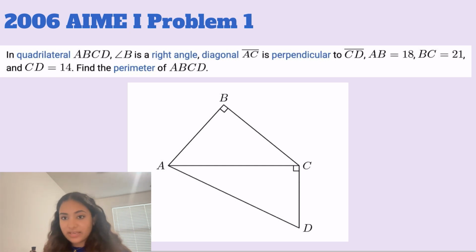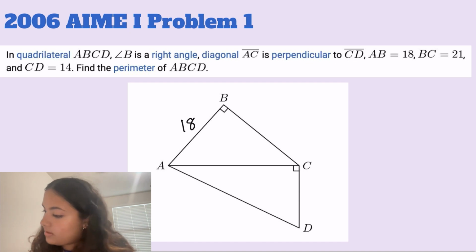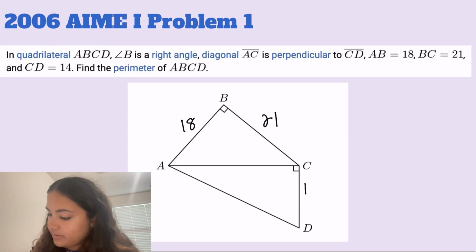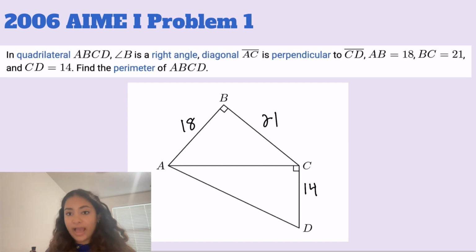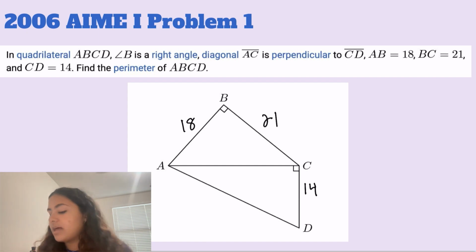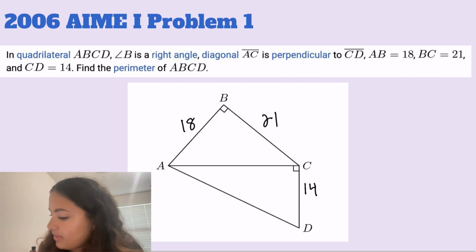So as I said, whenever they give us a picture for a geometry problem, we first want to label what they give us. So we have that AB is equal to 18, BC is 21, and CD is 14. We can actually use the Pythagorean theorem here to find the perimeter of ABCD. To find the perimeter, we have to sum all of the sides of the quadrilateral. Right now, we have 3 of the sides, but we're missing the length of AD. So we can label that as X.